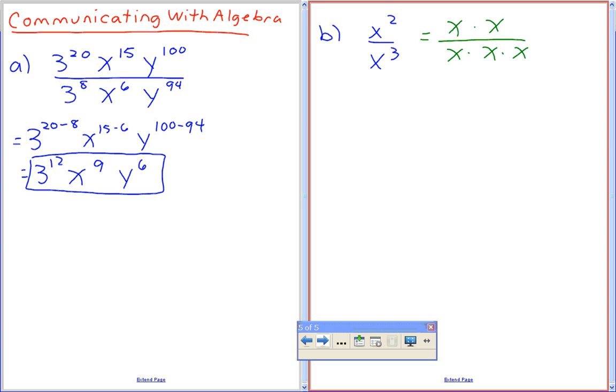Someone who's brave here. Is it negative? Yeah, this will be negative 1. Using our power rules here, this is just going to be x to the 2 minus 3, which is x to the negative 1. What does that mean over here, though? What does that mean on the right-hand side?